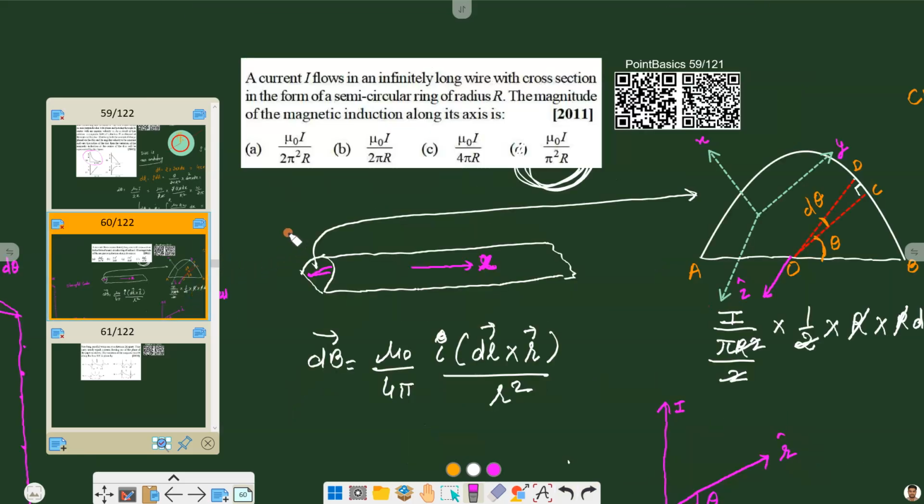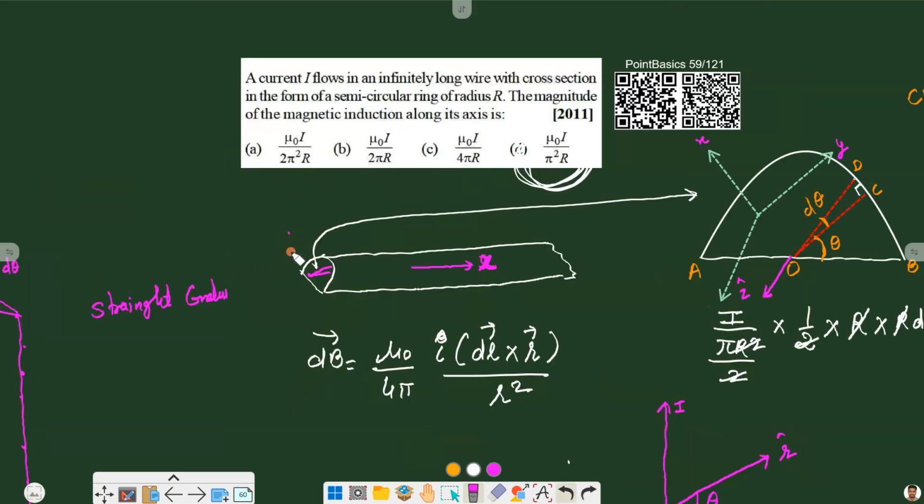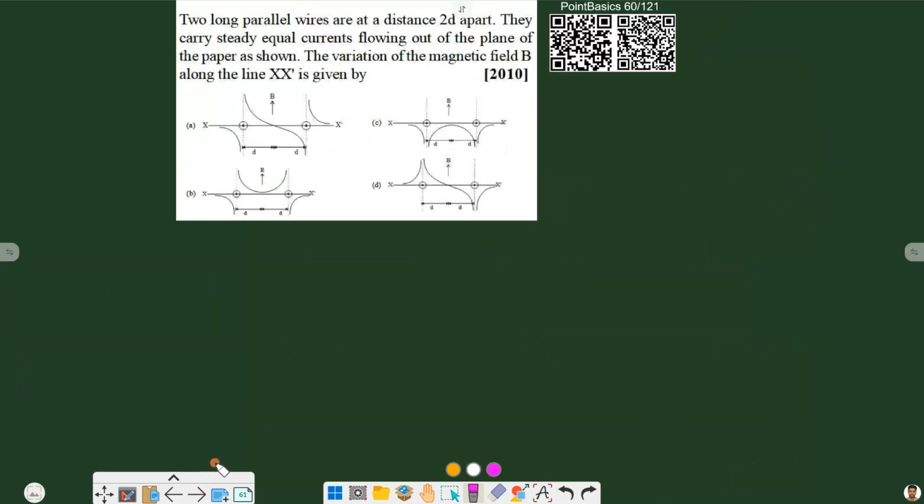Here it is. This was the last question we completed, and now we will start the next one. So here we have two long parallel wires at distance 2d apart. They carry equal current flowing out of the plane of paper as shown. The variation of magnetic field.